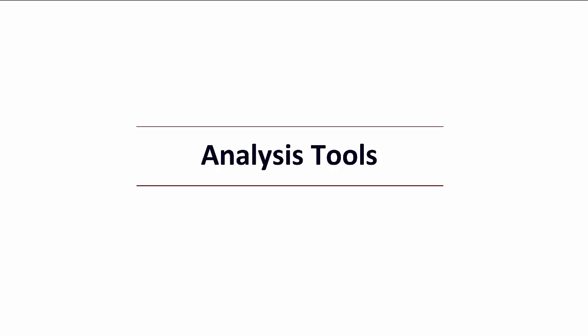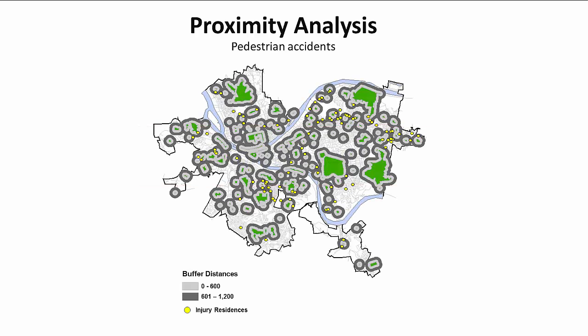Analysis tools. I'd like to give you a flavor of just a few of the analysis tools that are found in GIS. Let's start with proximity analysis. In this case, this proximity analysis is using buffers. A buffer in GIS is an area that's defined by the bounding region determined by a set of points, lines, or polygons, and they're set at a distance that you define.